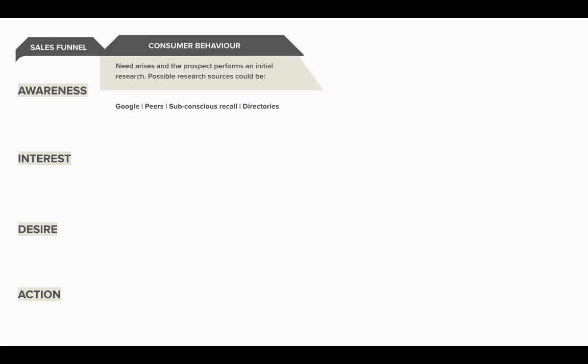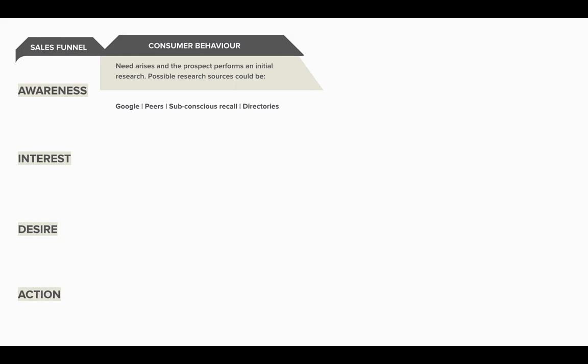So here is the consumer behavior real quick. In this stage the need arises and the prospect performs an initial research. The possible sources of this research could be the Google search engine. They're going to touch base with their counterparts, their family, friends, their peers at work, and subconscious recall. So they might be aware of the brand somehow, and they get the name from their subconscious level. And they also leverage directories.